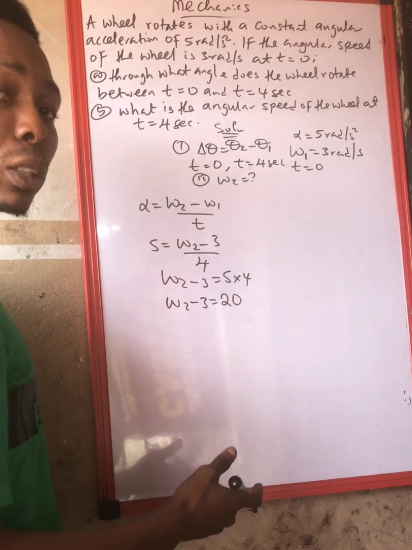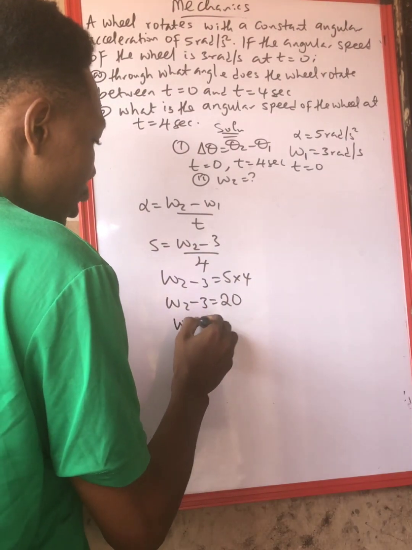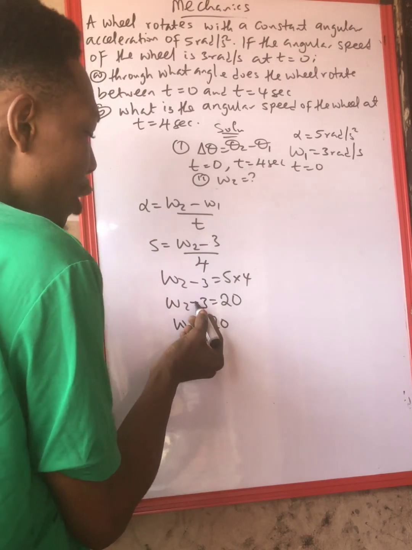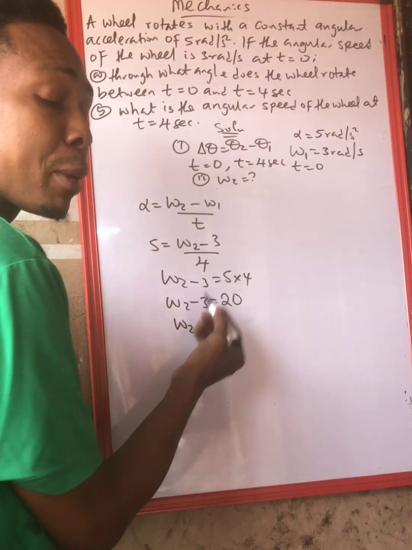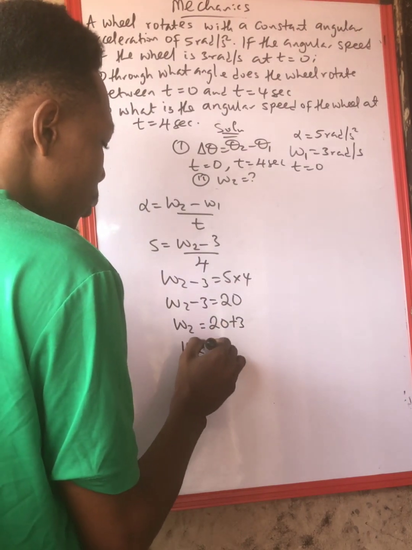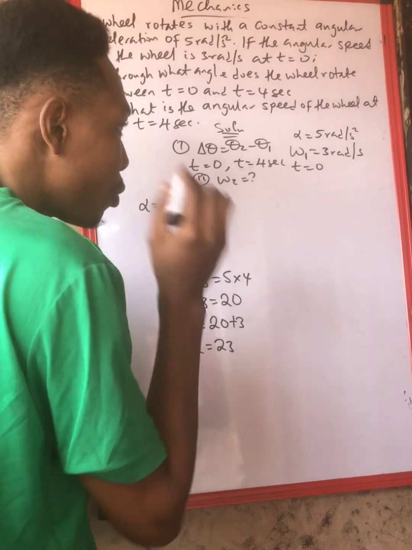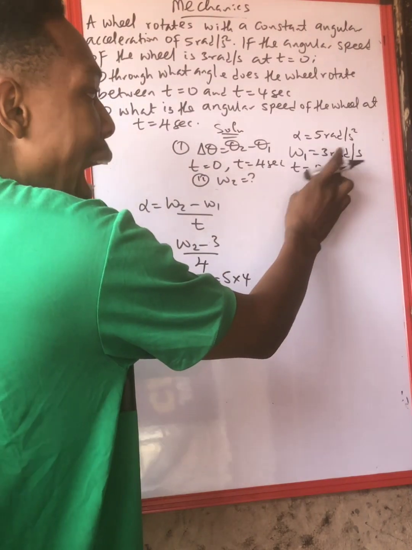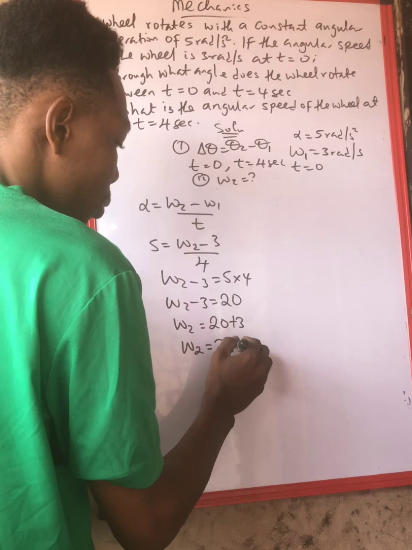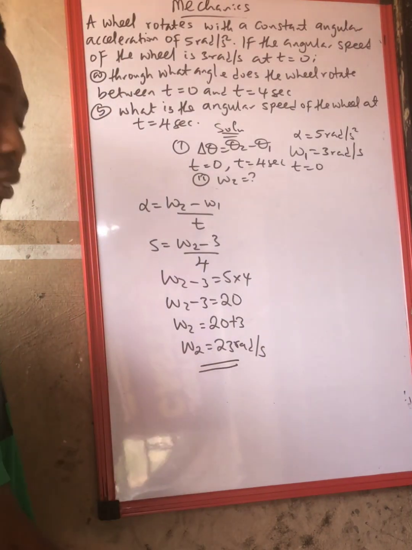All right, so from here what we do is collect like terms. It becomes W2 equals 20. Whenever your negative sign crosses the equality sign, it becomes positive. It becomes plus 3. So our W2 is going to be 20 plus 3, which gives us 23. Don't forget, the SI unit is rad per second. So that is our answer.